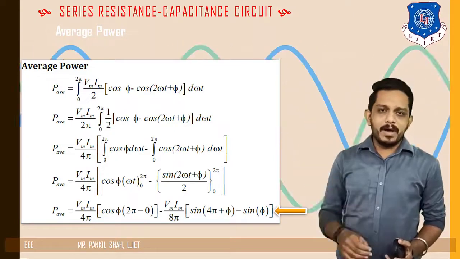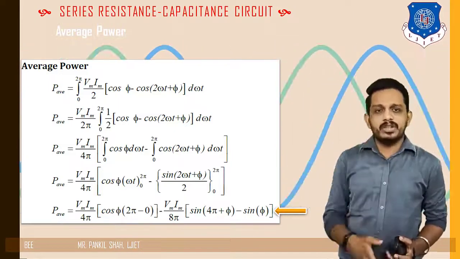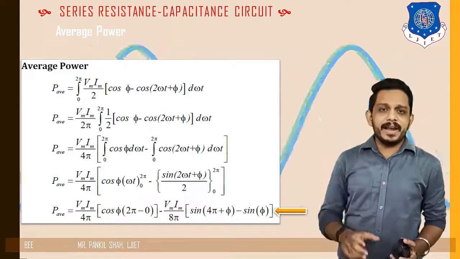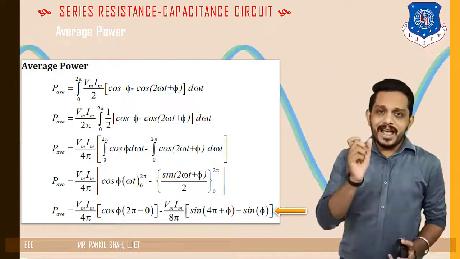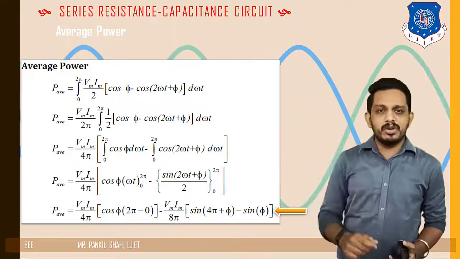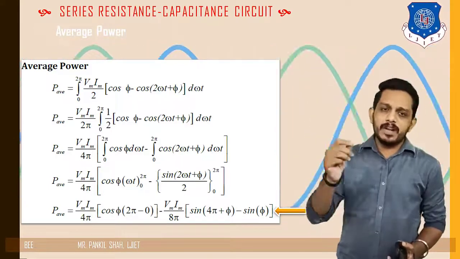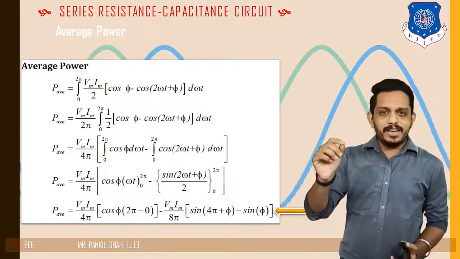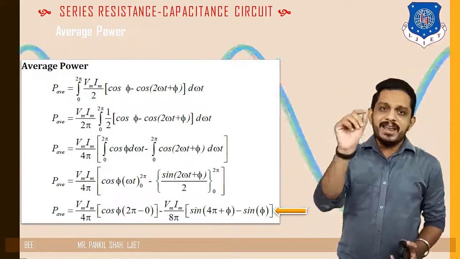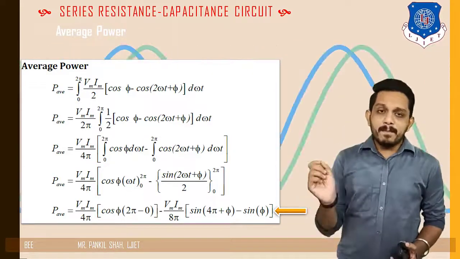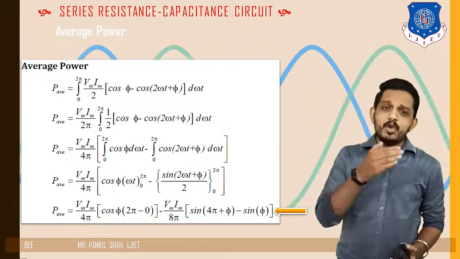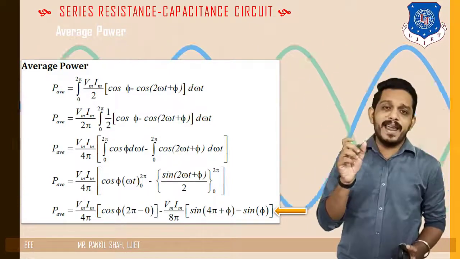So Vm Im by 4 pi is given to both the terms. In the first term it will be Vm Im by 4 pi and in bracket it will be cos phi, which is constant, and instead of omega t first you have to put the limit 2 pi minus you have to put the limit 0. So it will be 2 pi minus 0. So the first term is Vm Im by 4 pi cos phi into 2 pi. Minus, in the next term it will be Vm Im by 4 pi into 1 by 2, so it will be Vm Im by 8 pi.